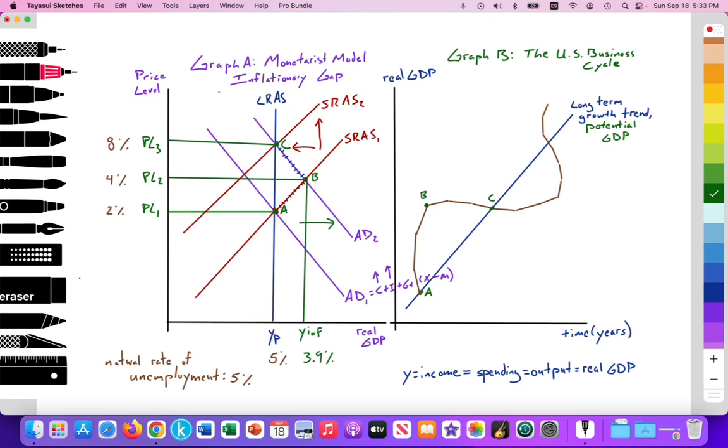As can be seen, we have two graphs. Graph A illustrates the monetarist model, which is the creation and elimination of an inflationary gap. We're measuring real GDP on the x-axis and price level on the y-axis. Graph B is the US business cycle. On the y-axis, we're measuring real GDP, and on the x-axis, we're measuring time in years. With the business cycle, we have an upward sloping long-term growth trend reflective of the potential GDP, the average amount of output that we produce when we fully employ our resources. And this cycle highlights that every economy experiences both inflationary and recessionary gaps.